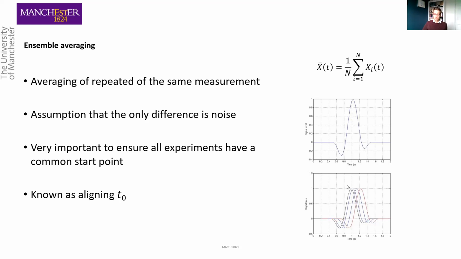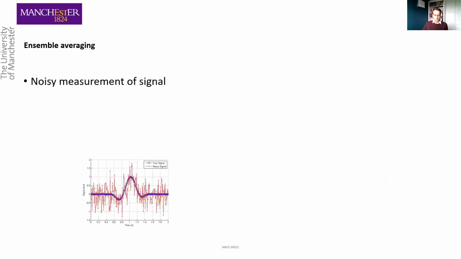The reason for this is because there was a slight shift in the start point. This is known as aligning up or aligning T0. It's really important you do this if you're going to try and do an ensemble average. So let's have a look at what that looks like. Suppose we have a noisy measurement of our blue signal, which is our true signal.